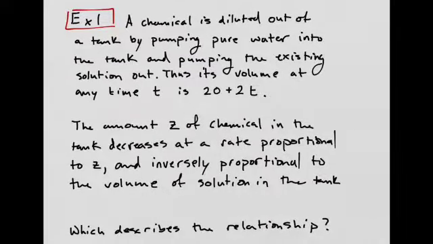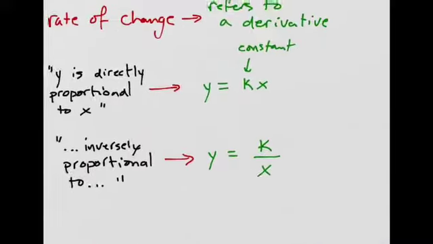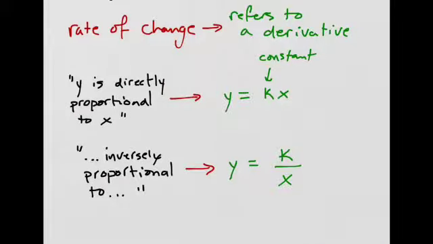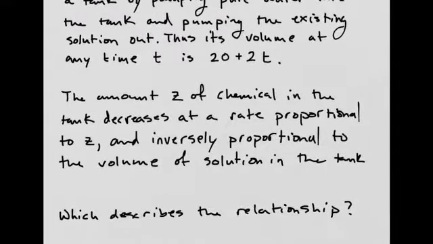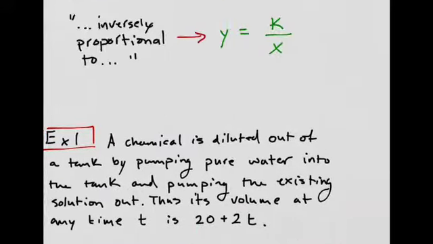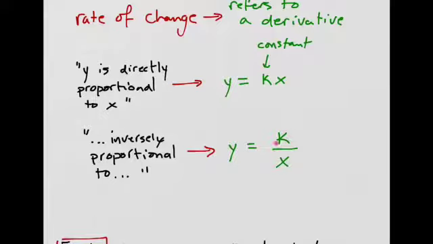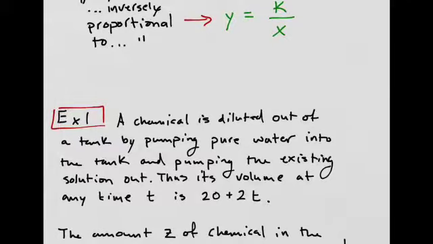But I want to just think about this a little bit more. So Z is changing, dZ/dt, that's what we're going to call it, because that's the rate of change of Z. And that rate of change is proportional to Z. So that's this part, proportional. So I should have K times Z. So dZ/dt equals K times Z. And inversely proportional to the volume of the solution. Remember, the volume is this. So inversely proportional would be like K over 20 plus 2T, because that's the volume.